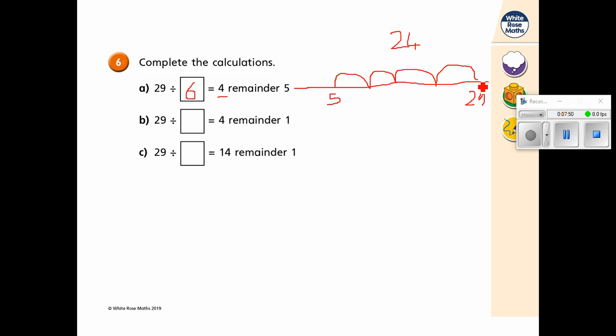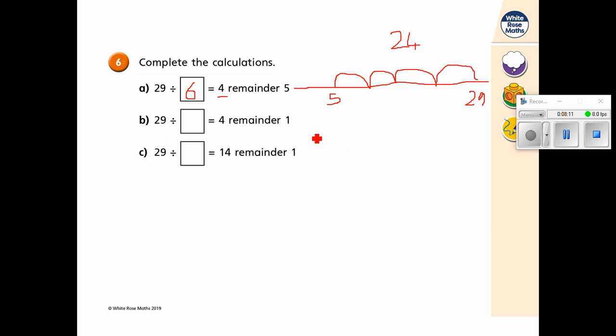And if we think, that 29, take away 6, that will be 23. Take away 6, that will be 17. Take away another 6, that would be 11. And 11 take away 6 is 5. Yes, good. Okay, B, 29 divided by something is 4, remainder 1.